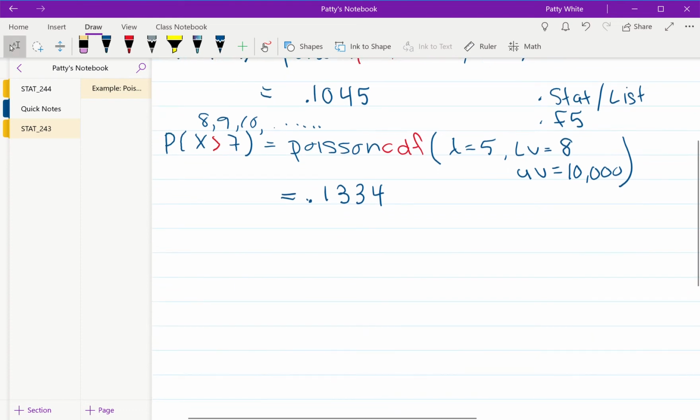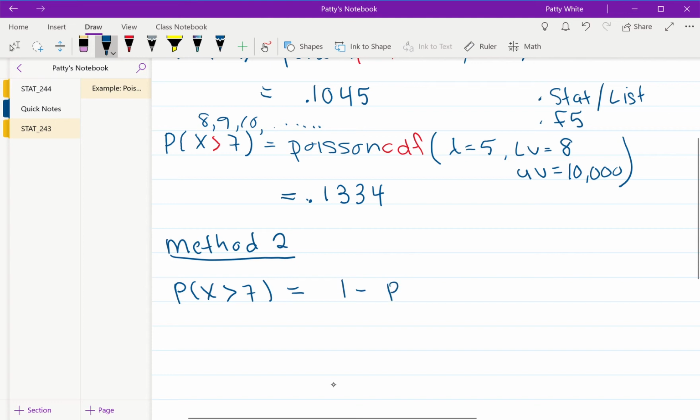Now, method two is similar to what your book shows and what we did in class. I don't care what method you use. So method two would say, if what I want to find is the probability that x is greater than 7, then I can use the complement rule, 1 minus the probability of the opposite. If I want the probability that x is greater than 7, the smallest number I'm looking at is 8, and then 9, and then 10, and then I keep counting.